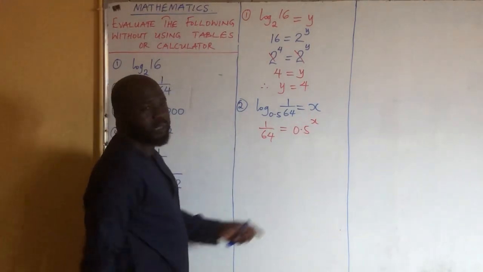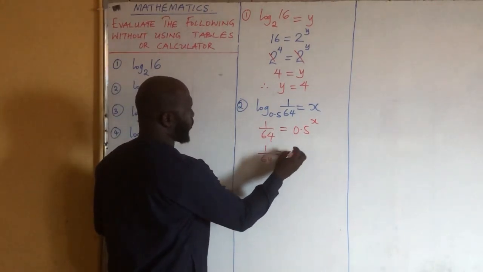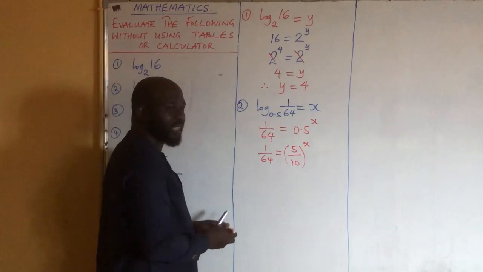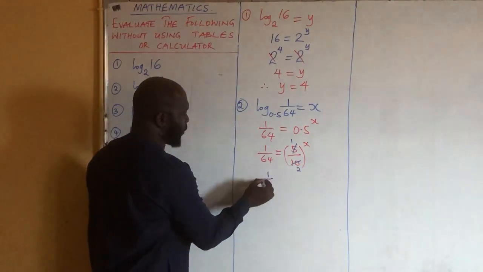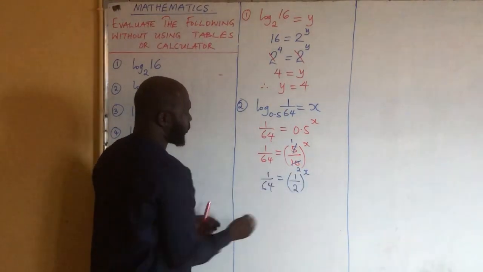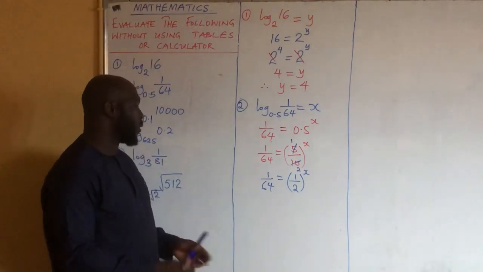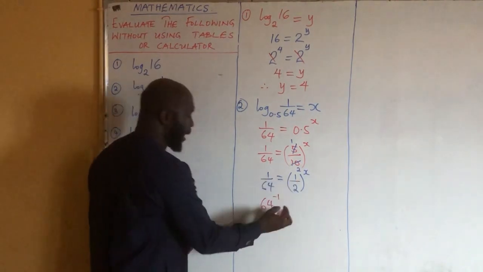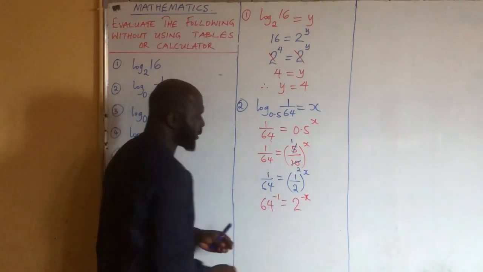And this is a decimal. We can write this decimal as 5 over 10 raised to power x. And this 5 over 10, we can cut and break further down into 1 over 2. So we have 1 over 64 equals 1 over 2 raised to power x. So we can write these two in index as well. To take this to index, we have 64 raised to power minus 1, and this to index will give us 2 raised to power minus 1 multiplied by x, which is 2 raised to power minus x.